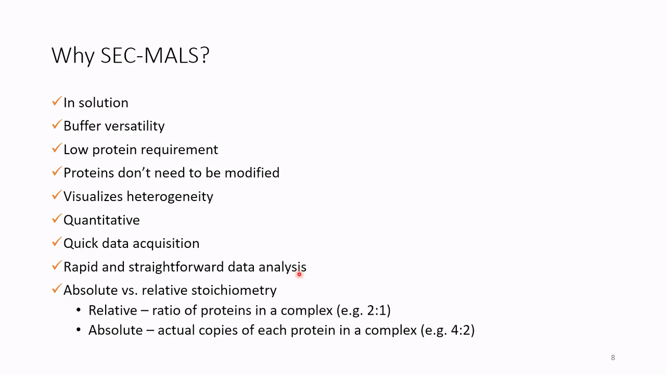But the most important thing is that SEC-MALS let us visualize the absolute stoichiometry as opposed to the relative stoichiometry. Absolute stoichiometry is the actual number of proteins in a complex, say 4 Naps bound to 2 histones or a 4 to 2 complex, whereas relative stoichiometry is just the ratio, so it would say just 2 to 1. And SEC-MALS actually let us get the hard set actual stoichiometry, which sets it apart from most other techniques.